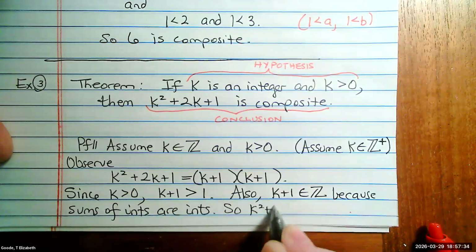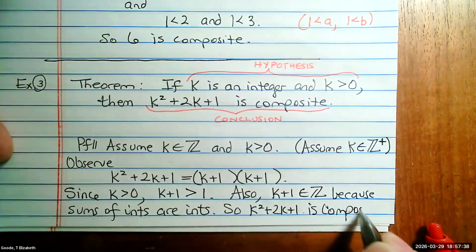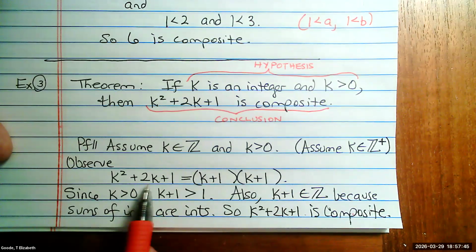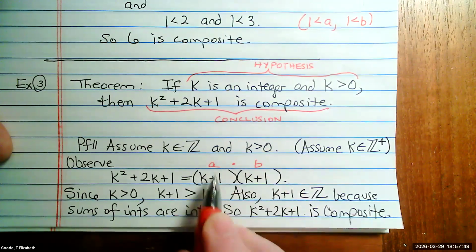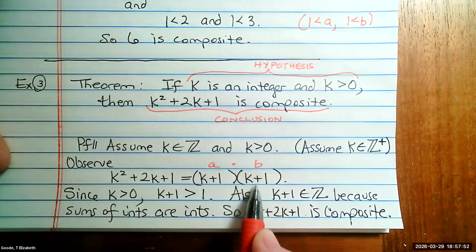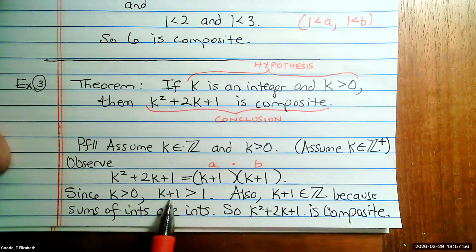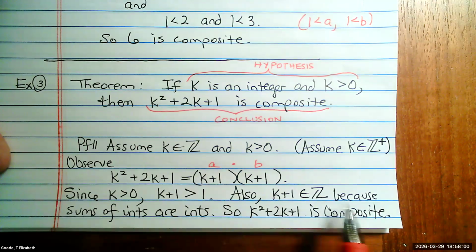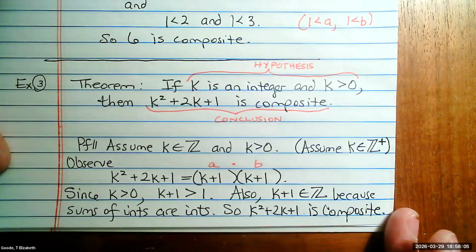So K squared plus 2K plus 1 is composite. We've addressed all the parts of the definition of composite. We've got K squared plus 2K plus 1 looking like A times B. Well, they happen to be the same number, so it makes it a little easier. Here, we verified that A and B, because they're the same thing, they're both K plus 1, are both greater than 1. And we've also verified that both A and B are integers.